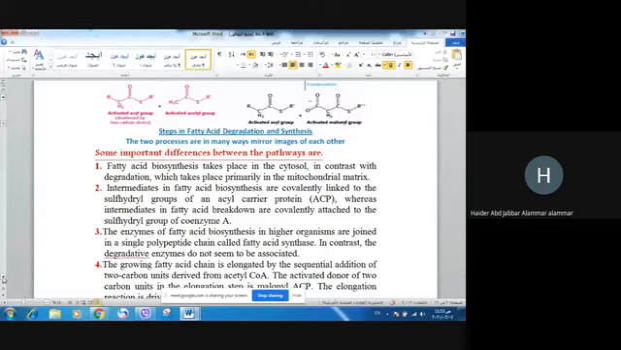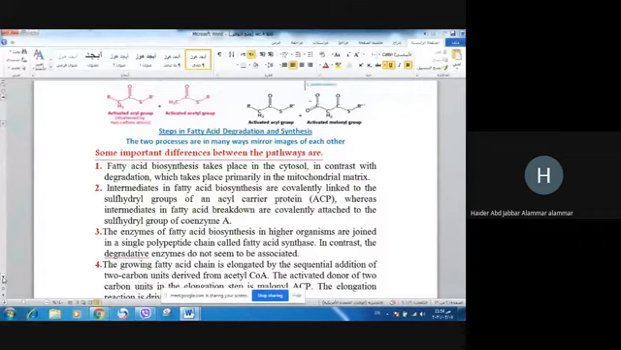The second difference: the intermediates in fatty acid biosynthesis are covalently linked to what is called the sulfhydryl group of acyl carrier protein, abbreviated as ACP, whereas the intermediates in beta oxidation are covalently attached to the sulfhydryl group of coenzyme A, which is acetyl coenzyme A. Each product in beta oxidation is called, for example, beta ketoacyl coenzyme A.